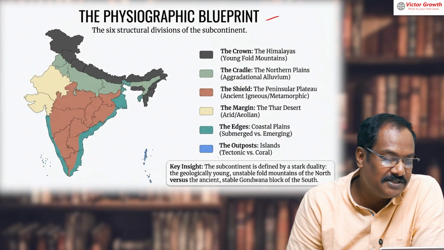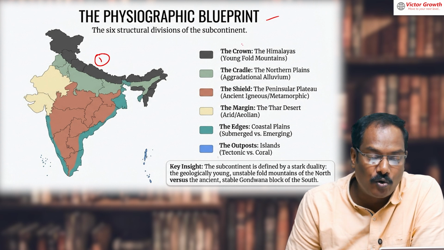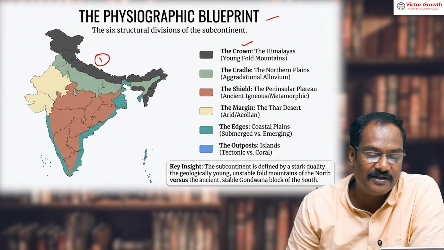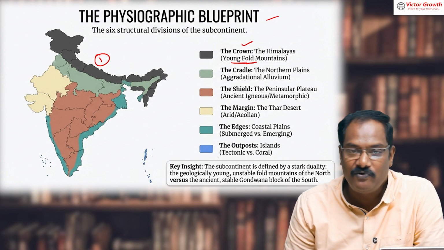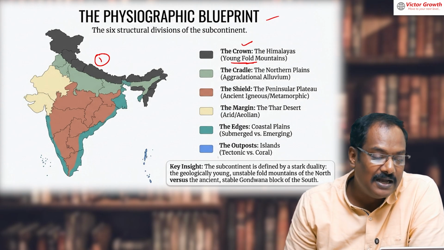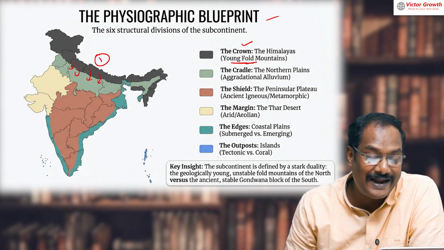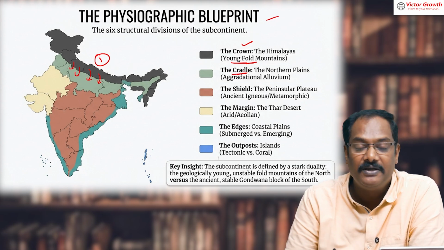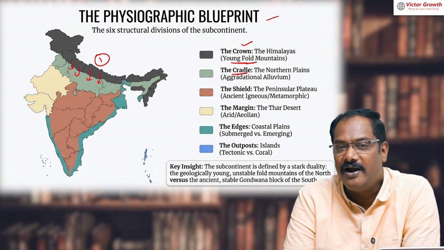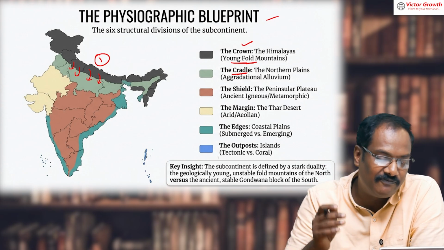Look at this. These are the features. Number one, India's crown: we have the Himalaya. Please write down in your notebook: young fold mountain. Because of the Himalaya, there are a lot of deposits happening here. We call that the cradle of civilization. The northern plains are full of alluvial soil deposits that have come from the Himalaya.